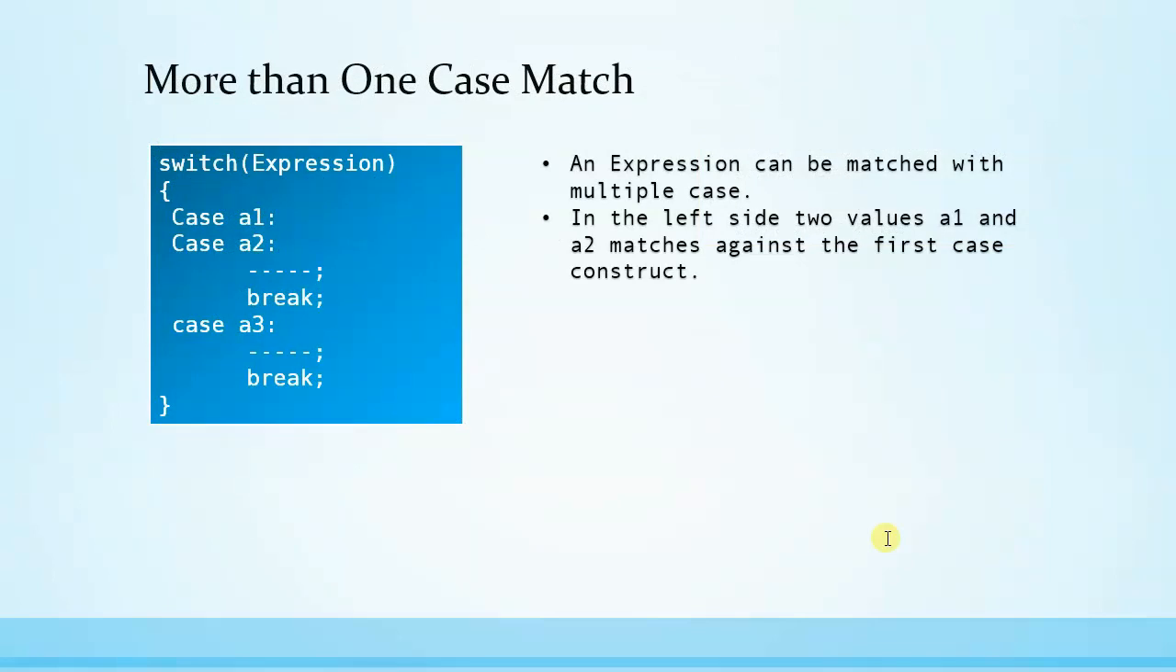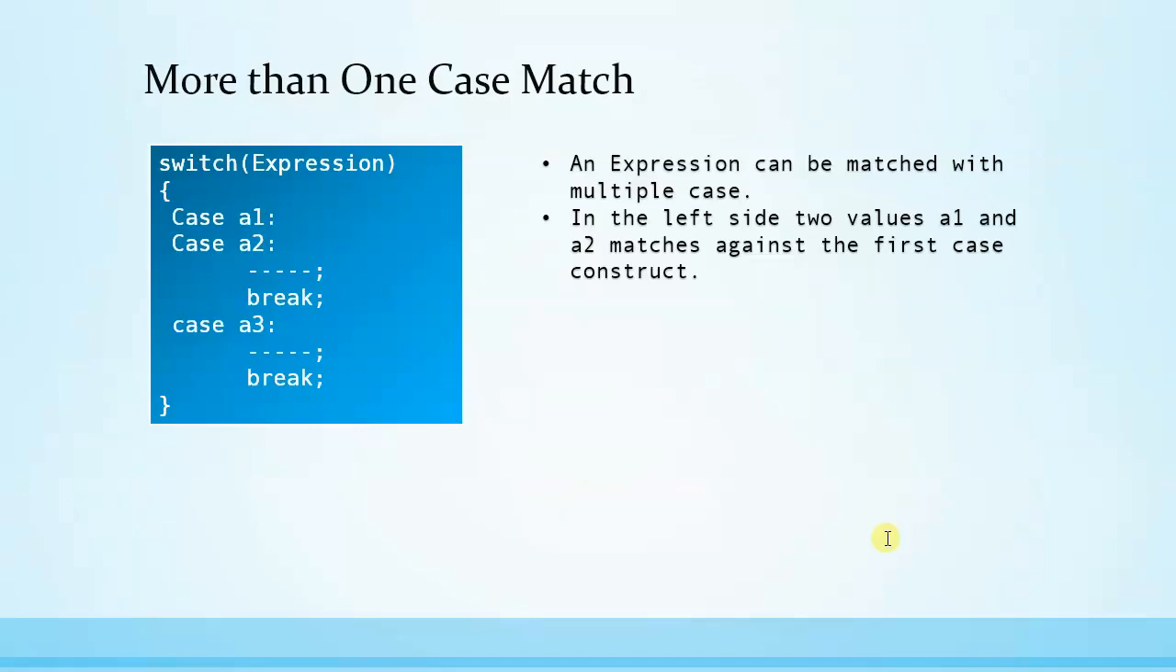Sometimes we can match the expression with more than one case body. Say for example, if the expression evaluates to 1, 2, 3, then we want to execute the same case block. So in that case we can match 3 or more labels with one expression.